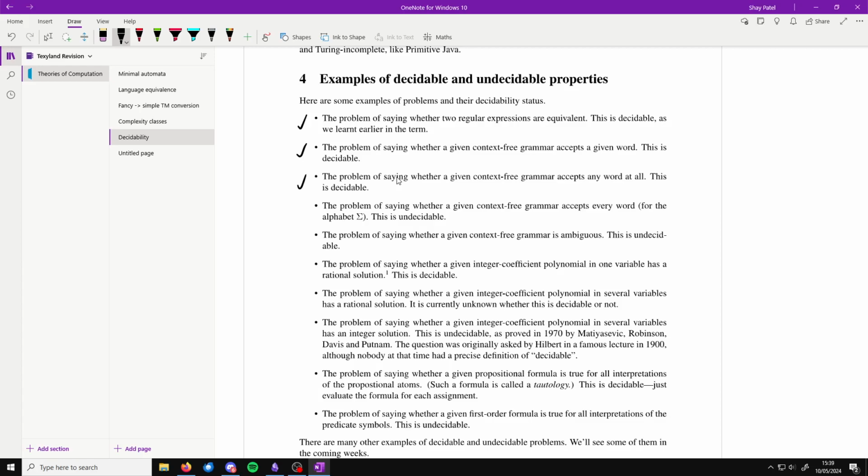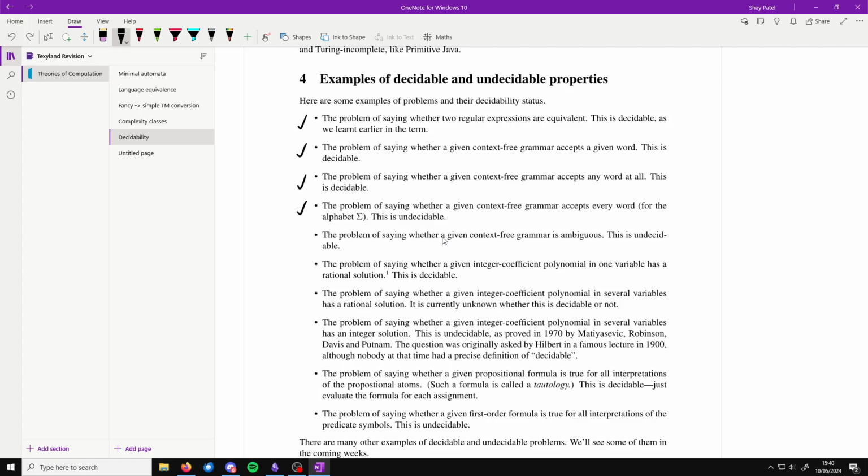Yeah, to see if it accepts any word at all, we can just derive it from our start variable into terminal symbols. The problem of saying whether a CFG accepts every word is undecidable because we can't exactly test it for every word in the alphabet. The word can be infinitely long, so we can't create a Turing machine which does that for every possible length.